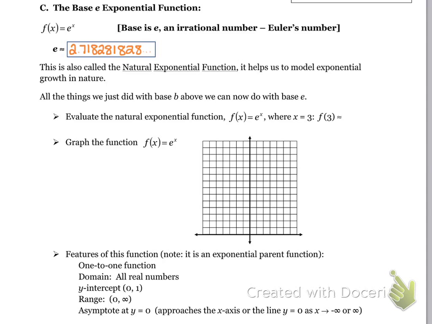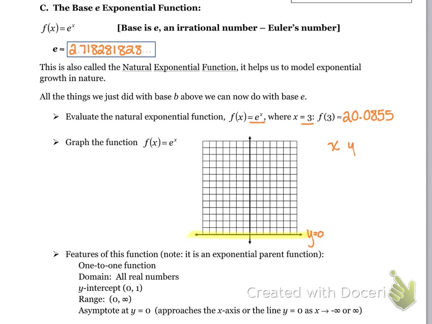So we're going to do the same thing as we did above, except instead of b, we have a base of e. First, if we needed to evaluate e to the x at 3, you would plug this in your calculator and you would get 20.0855, to 4 decimal places. If I wanted to graph this, there are a couple of specific points I would graph. First, I have an asymptote just like the others at y equals 0.